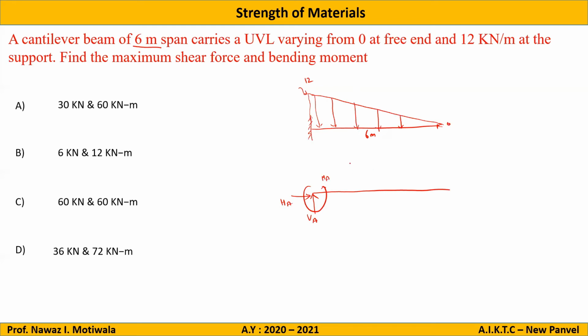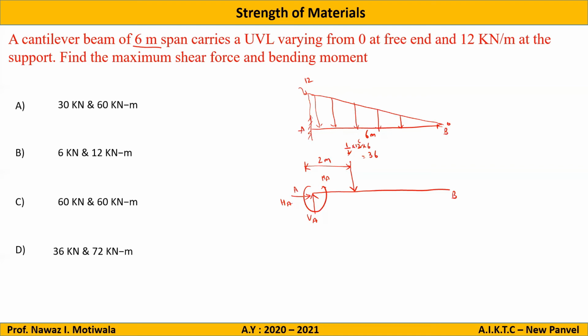And here there will be a UVL force. So the UVL force is converted into a point load with the value of half into base into height. So it will be 36 Newton force acting at a distance of base by 3, that is 2 meters. So this is, let us say, point A and this is B.